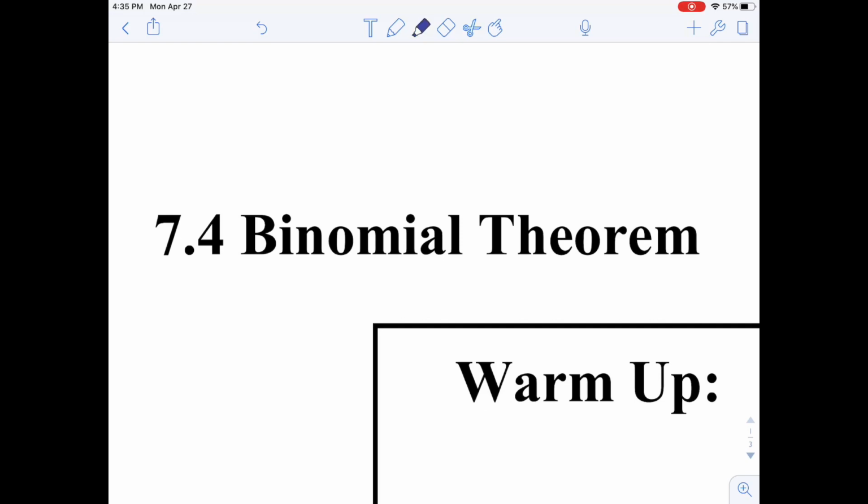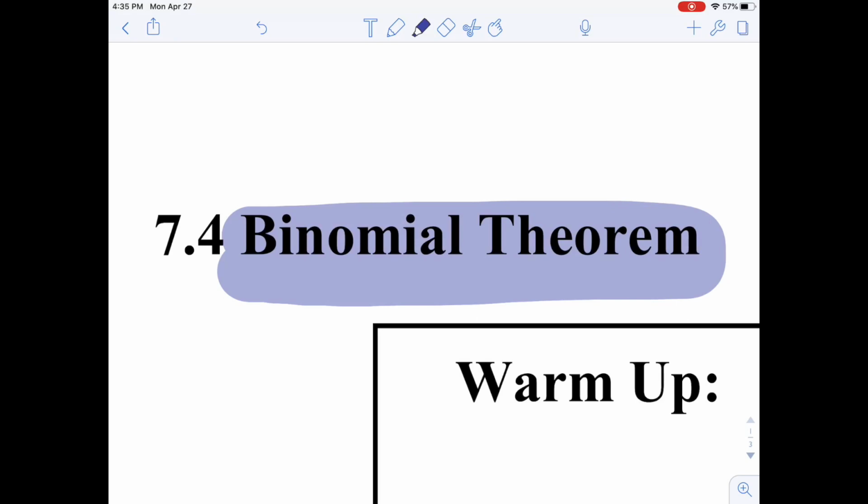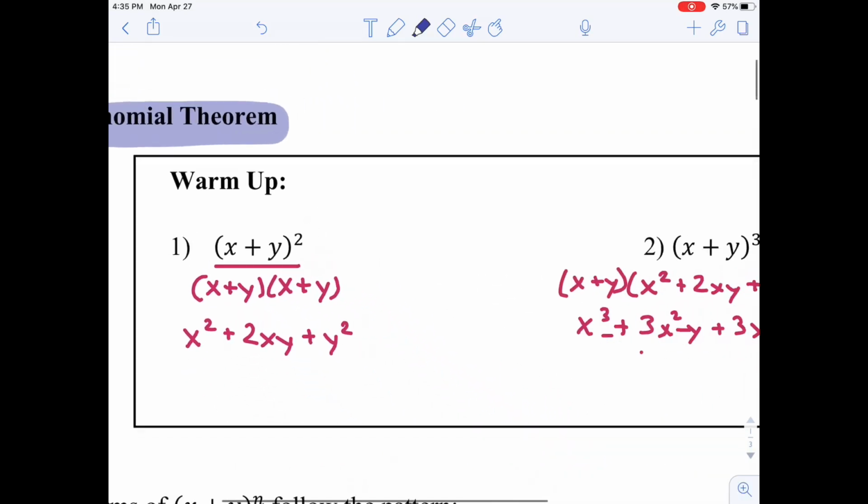Okay, so today we're going to start our very last unit. This is the second part of chapter 7, and we're going to start off with the binomial theorem. This is pretty important as you move forward in math, and especially if you ever join AP Stats, we work with this as well. So real quick, let's have you do the warm-up. Pause the video, and when you're done, you can check back to see how you did.